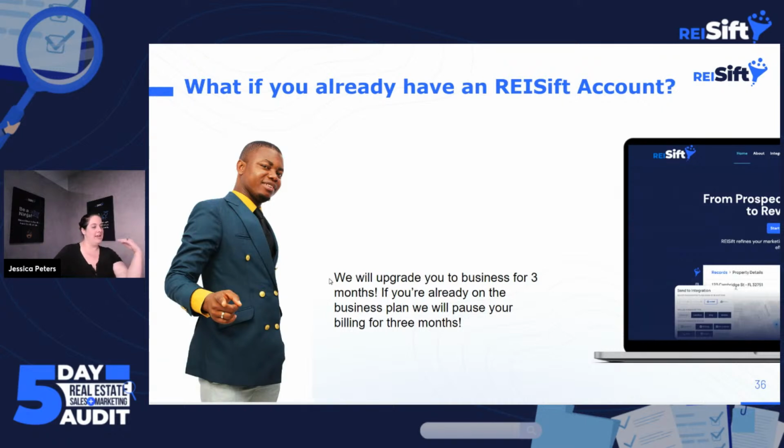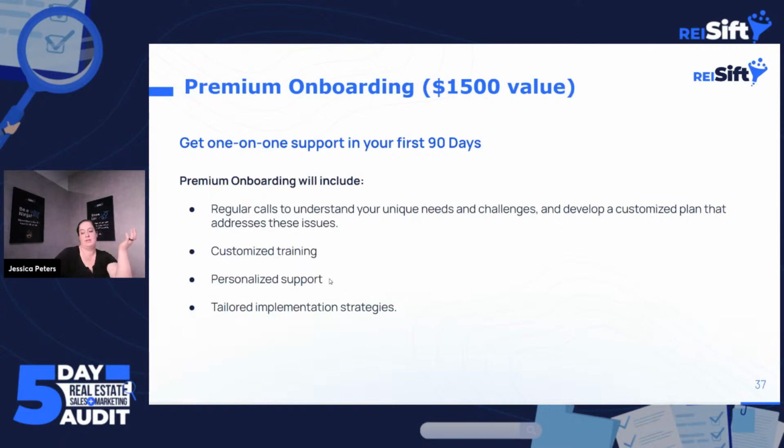If you already have an REI SIFT account, that's okay. We'll either upgrade you to business, or we will pause. If you're already on the business plan, we'll pause your billing for 3 months. So basically, no matter what plan you're on, we'd be able to accommodate you and extend your billing for the 3 months. For annual, you just wouldn't get charged for 3 extra months, for example.